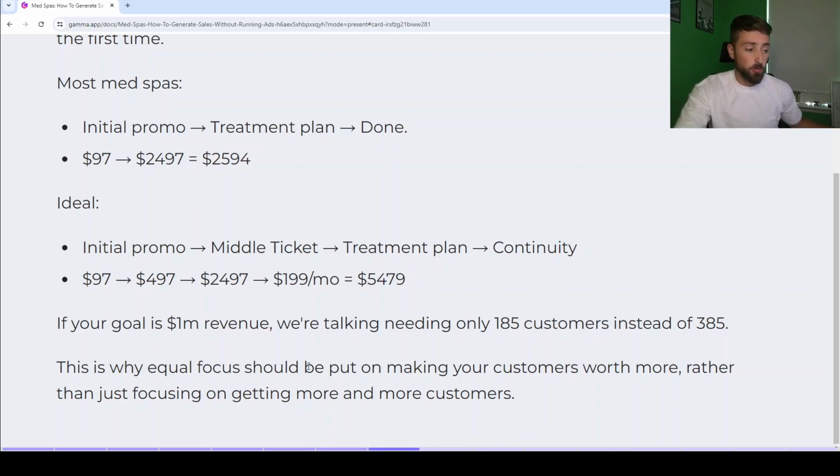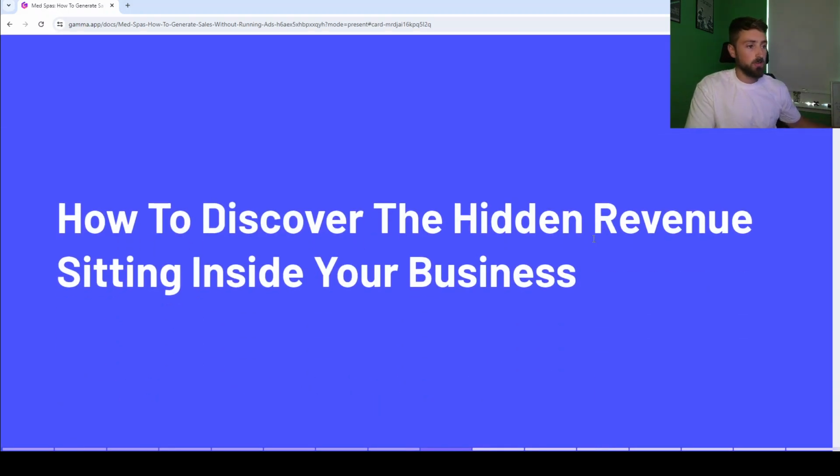And this is why equal focus should be put on making your customers worth more rather than just focusing all the time on getting more and more customers. A lot of times we get into this mindset where it's like, okay, I just need more customers. We need more Groupon offers, more Facebook ads, more ads in other places. We need to be posting more content. But at a certain extent, it makes more sense to put equal or more effort into making your clients or customers worth more to you as a business than it does to try to just get more and more people, right? And so that's kind of the idea that we want to focus on here.